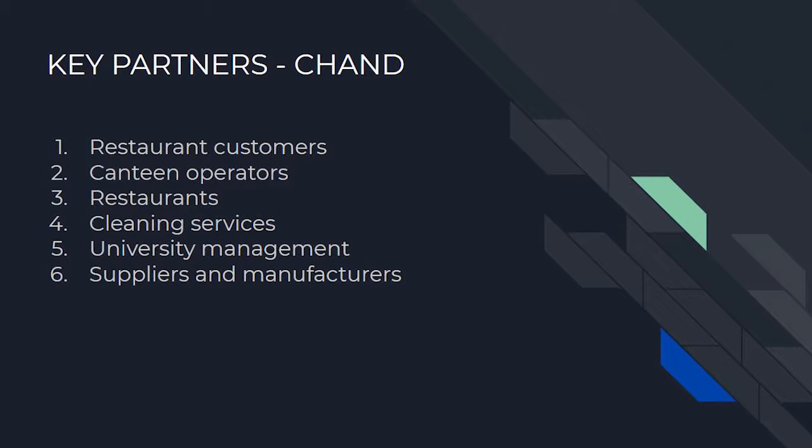For our BMC, the key partners are restaurant customers who will be using the product. The next would be the canteen operators who will be having the product in their canteens. And the third is restaurants. Fourth will be cleaning services, which will help to make the task much easier. Fifth is university management. And the sixth is the suppliers and manufacturers for our product.